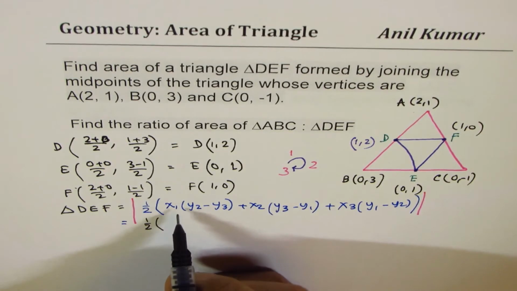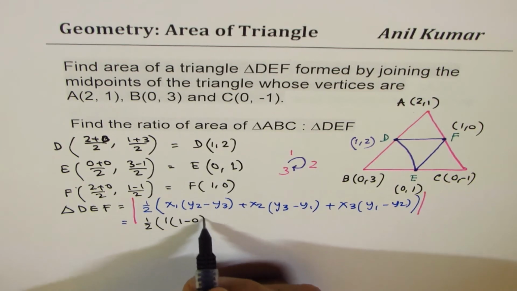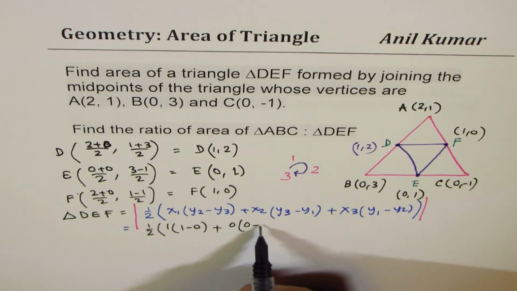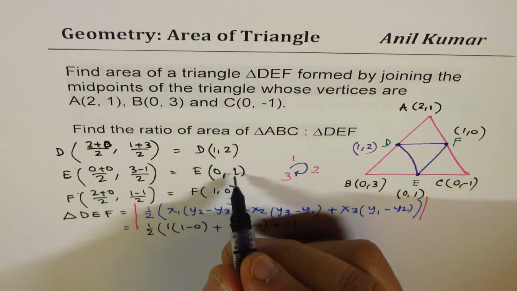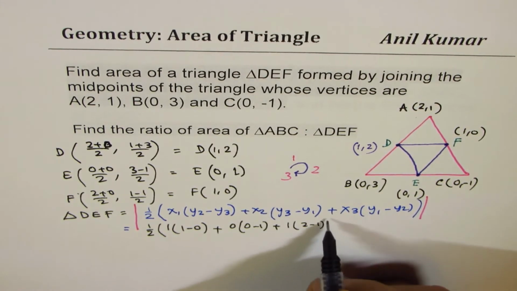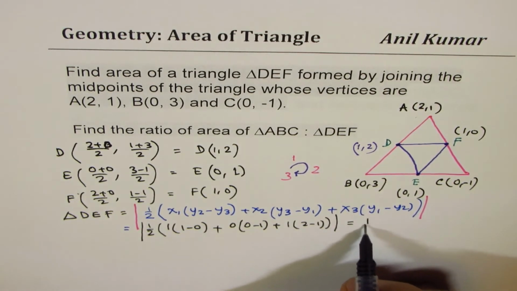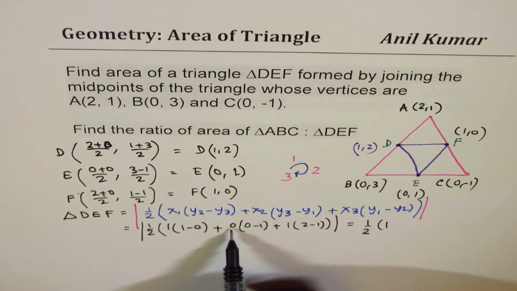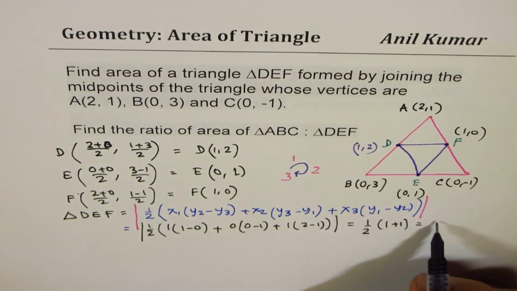We'll do half of x1 is 1 for us, y2 and y3 is 1 minus 0, plus x2 is 0 for us, and 0 minus 1, plus x3 is 1 for us, y1 minus y2 that means 2 minus 1. Okay, and we have to take the absolute value of all this. Perfect. So that becomes half of 1 times 1 is 1. This is 0, and 2 times 1 is also 1. So it is 1 plus 1, and that gives you the value as 1.